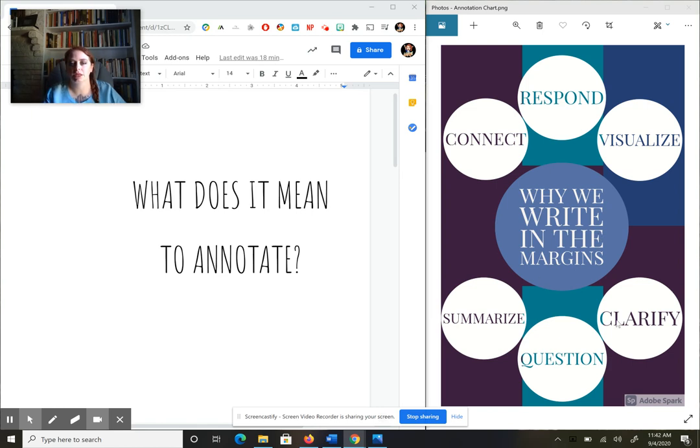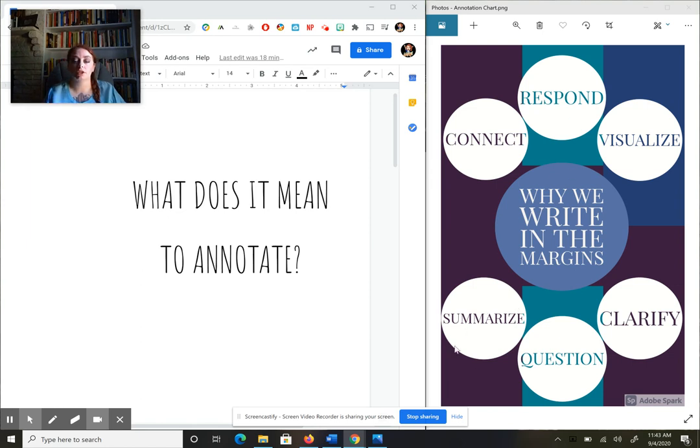I might write something in the margin to clarify. So if I'm reading something and I have one of those aha moments, oh, that's what that means. That's why he said that earlier, because blah, blah, blah. I'm clarifying my own understanding. I might write in the margins with a question. Well, why would he do that? Why would this character say that thing to that lady? Right? That's a question I might write in the margins.